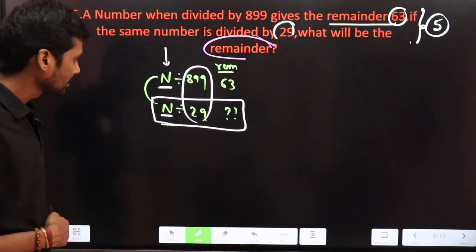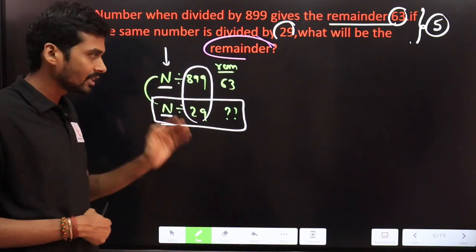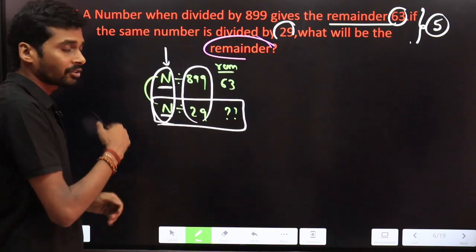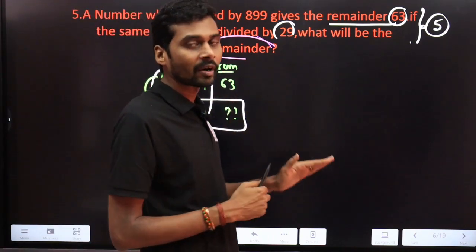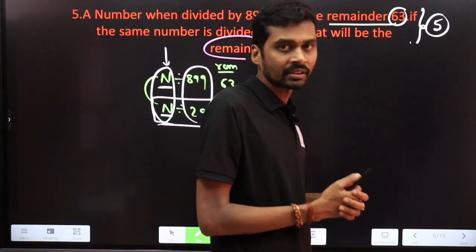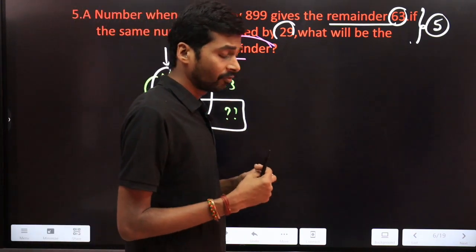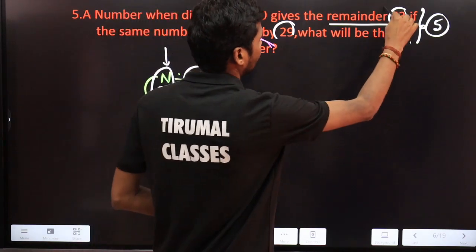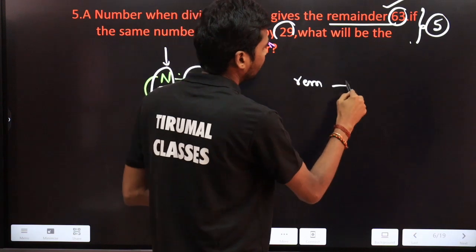Here the concept is, when we are dividing the same number with different divisors, that means the dividend part, the first part, the numerator part, is same, but the denominator part, that is the divisor part, is different, then you can find out the remainder within 1 or 2 seconds. First, from the first statement you take the remainder.